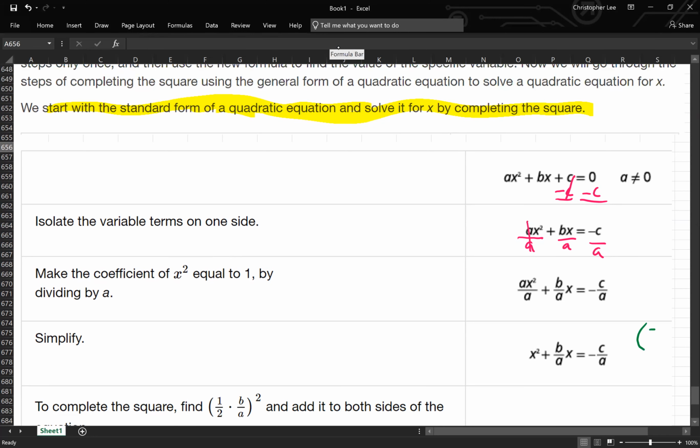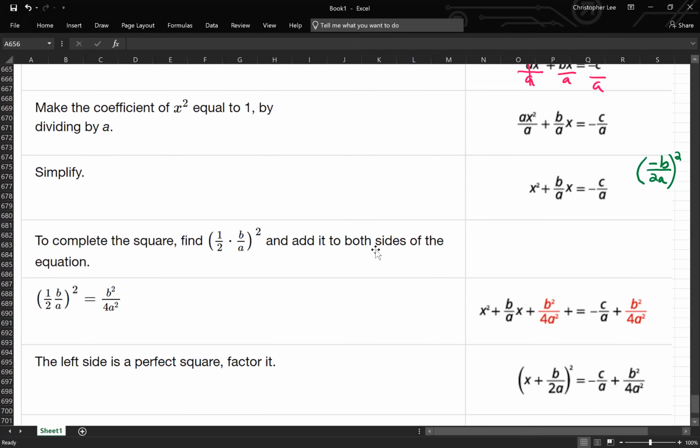Our formula is negative b over 2a squared. You're going to plug it in, and then we're just going to simplify it. When we plug it in and simplify it, this is going to work its way out to be b squared over 4a squared. You're going to add that to both sides of the equation.